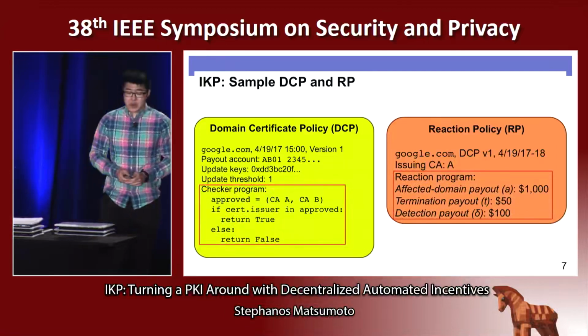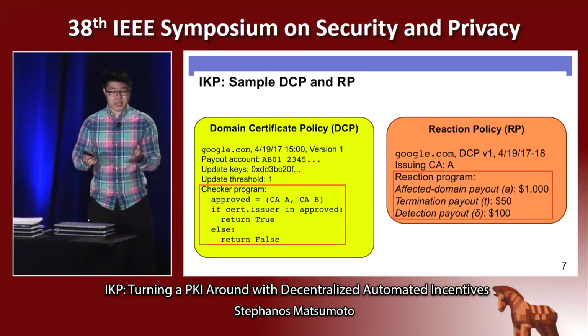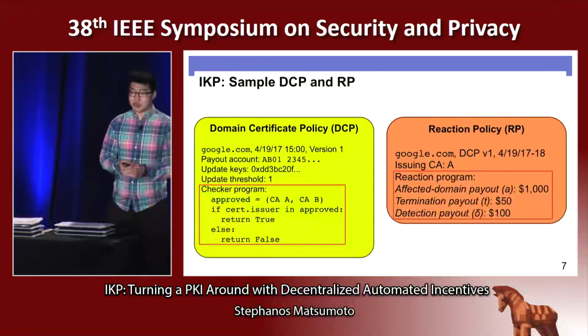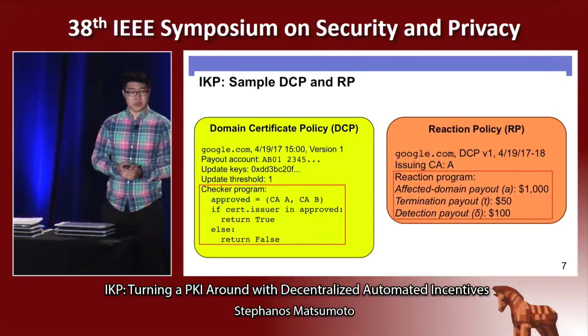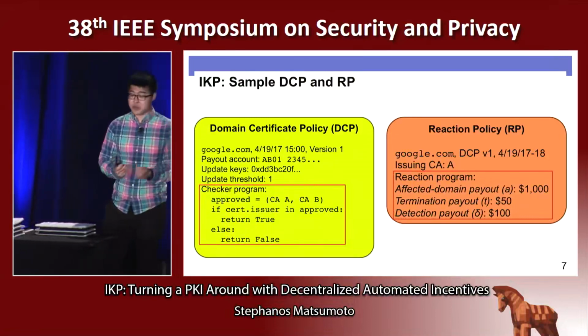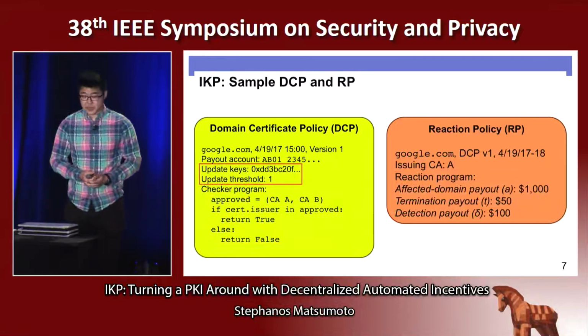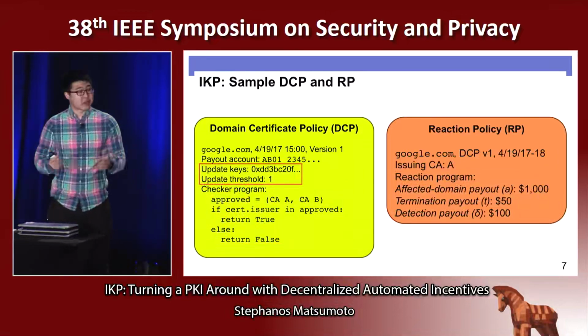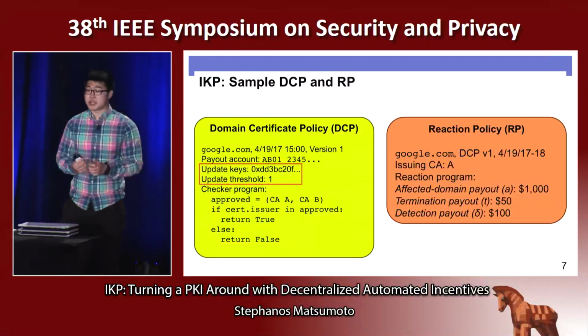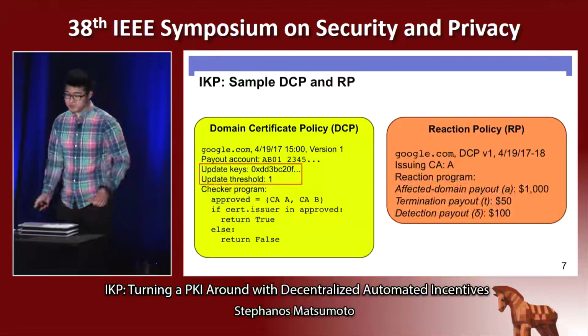We also note that the certificate policy, because it controls the logic of which certificates are authorized or not, protecting the integrity of this certificate policy is extremely important. And so therefore, we allow the domain to specify a set of update keys. Basically, we use a threshold signature to protect updates to the policy.